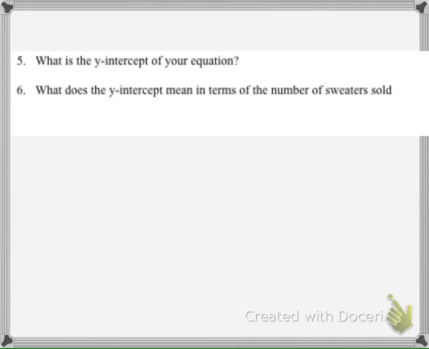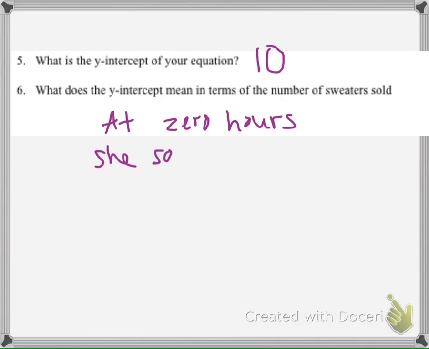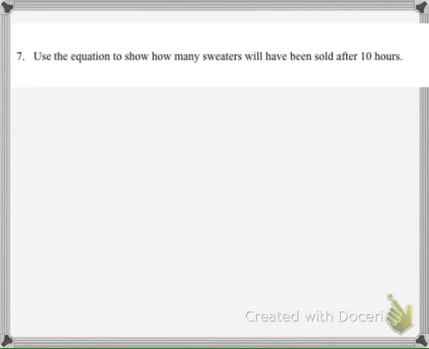Now what is the y-intercept in your equation? It was 10. And what does it mean? It means at 0 hours she sold 10 sweaters. Somehow magically after working 0 hours she's already sold 10 sweaters.